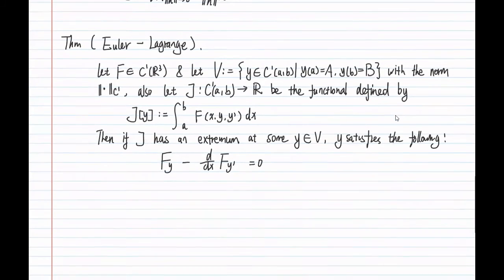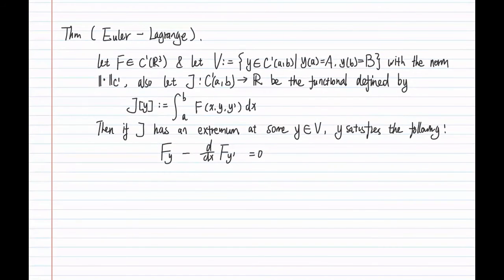First I'm going to try to find the principal linear part of J. So let's first define this delta J. Delta J at y applied to a function h inside our space C1[a,b] is defined to be J of y plus h minus J of y, as in our last video.